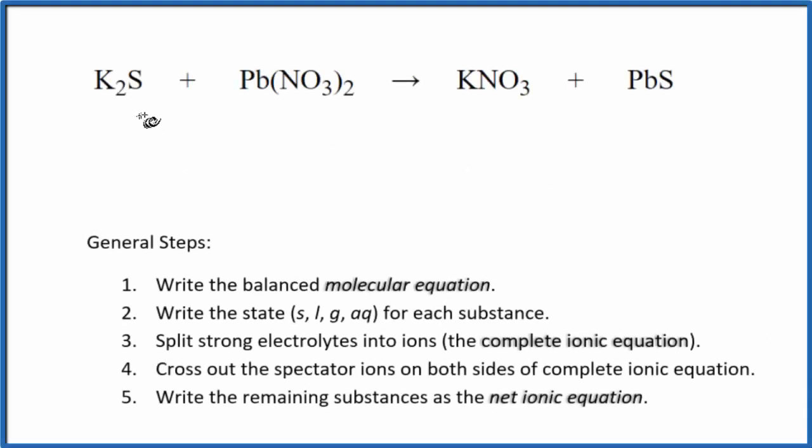In this video, we'll balance the net ionic equation for K2S plus Pb(NO3)2. This is potassium sulfide plus lead(II) nitrate. Let's balance the molecular equation first.